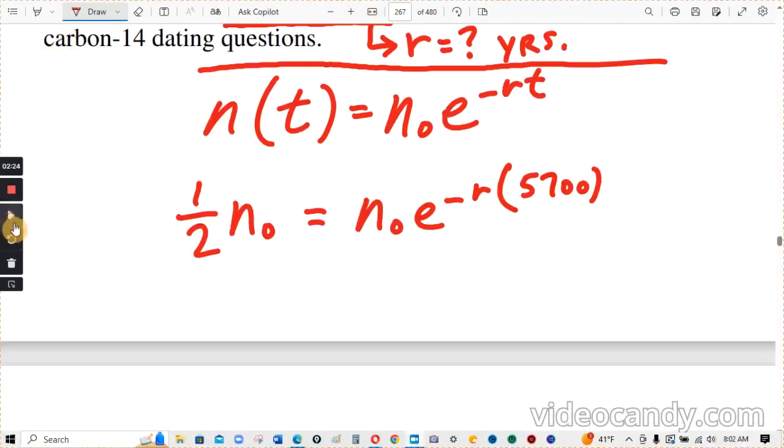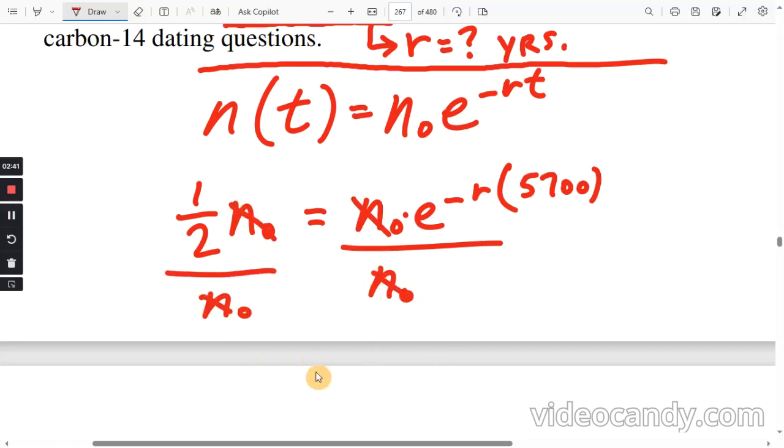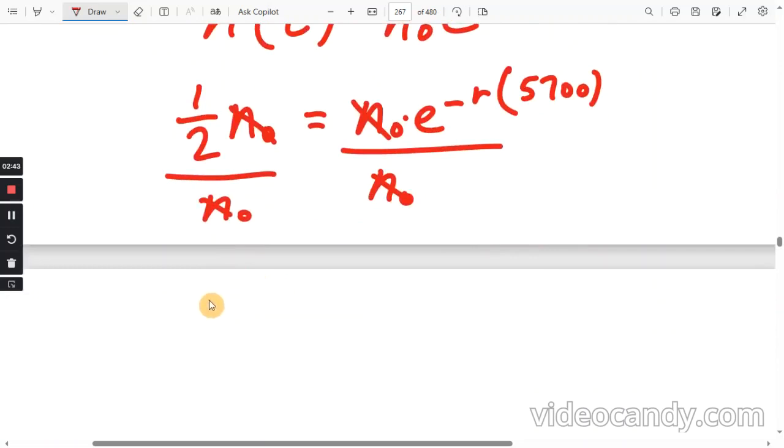As usual, we have a constant term in front of the e. This is N sub 0 times e. The opposite of times N sub 0 is divided by N sub 0. We do the same thing to both sides. N sub 0's cancel on the right, and they also cancel on the left, and we are left with 1/2 equals e to the negative r times 5,700, which is going to be negative 5,700r.